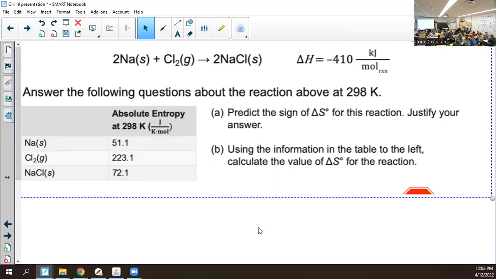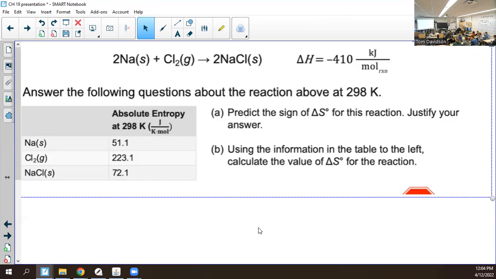Here's the next one. These extremely commonly are just thinking problems. Like A, predict the sign of delta S, and then justify it. That's extremely common. So you have sodium solid plus chlorine gas goes to 2 sodium chloride solid. And it tells you delta H is negative 410. That means it is what? Exothermic. All right, it gives heat out.